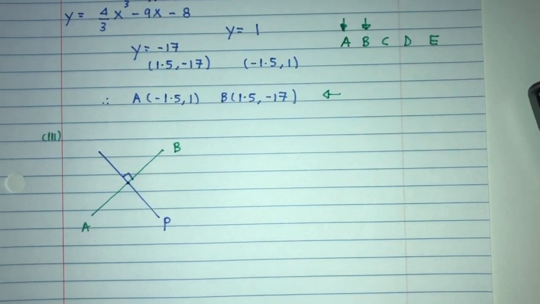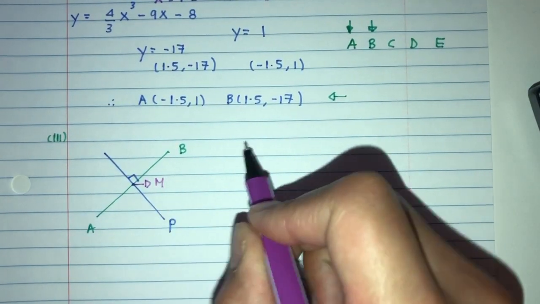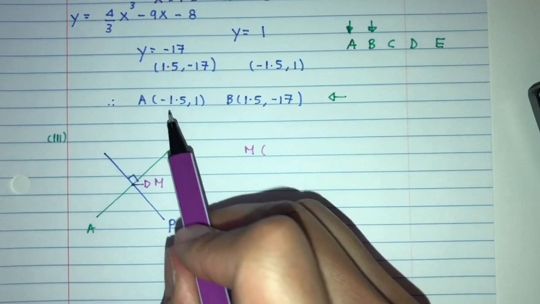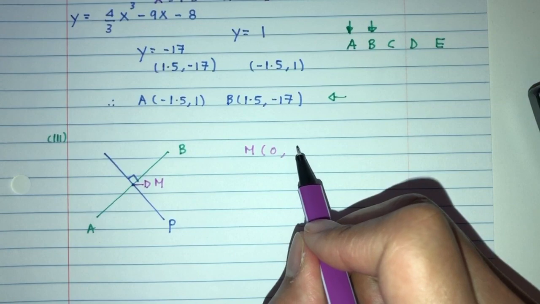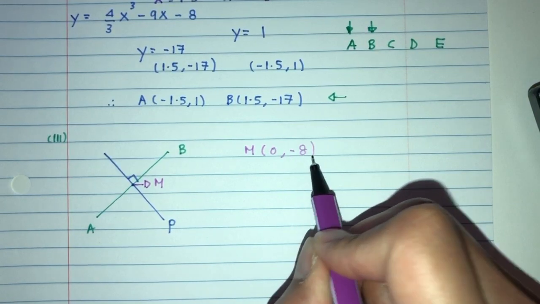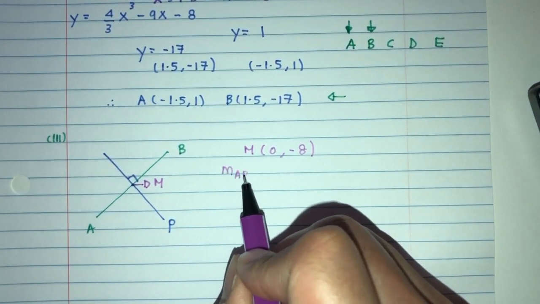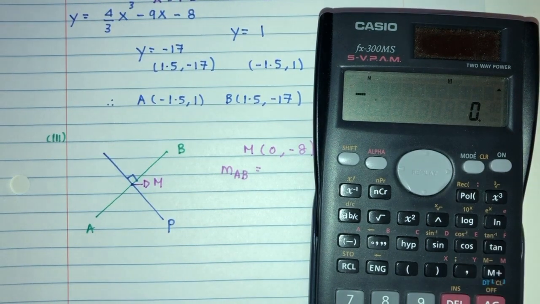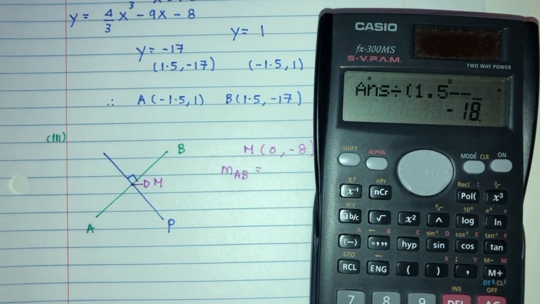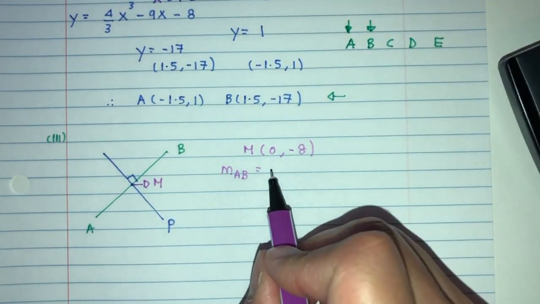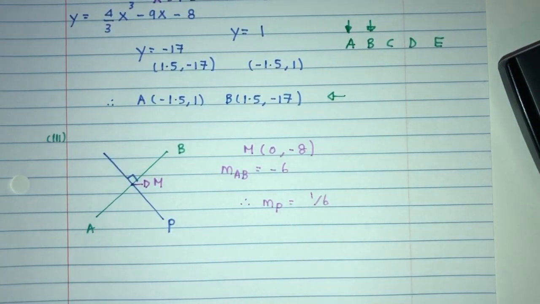Now to find the equation of a straight line, we have to first find its gradient. So we know this is the midpoint. So let's first find the midpoint. It will be x2 plus x1, that will be 0. y2 plus this, that should be minus 16, divided by 2, that should be minus 8. That's the midpoint here. Now to find the gradient of P, we must first find the gradient of AB, which is y2 minus y1, so minus 17 minus 1, divided by 1.5 minus minus 1.5. That will be minus 6. From this, we can conclude that the gradient of P has to be 1 over 6.